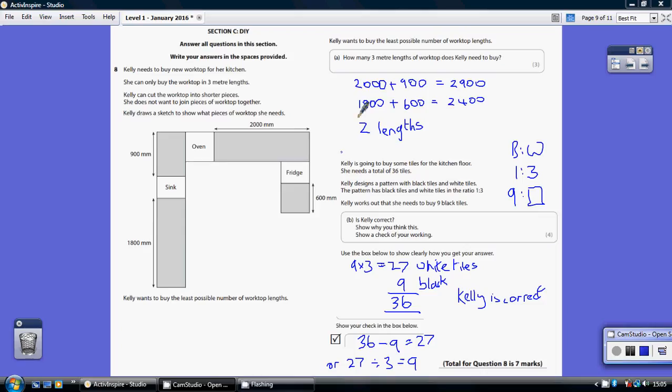Question 8. So Kelly wants to buy the least number of worktop lengths. Each of them is 3 meters long. Well, that's 3,000 millimeters. There are 1,000 millimeters in a meter. So how many lengths would she have to buy?